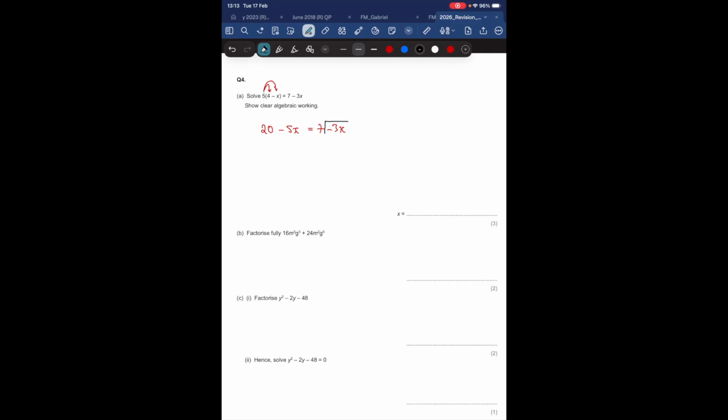Standard equation, we basically bring all the x terms over to the left, and anything that doesn't have an x in it, we're going to bring it over to the right. So on the left, we're going to have minus 5x plus 3x equals 7 minus 20. Minus 5x plus 3x will give us minus 2x equals minus 13.